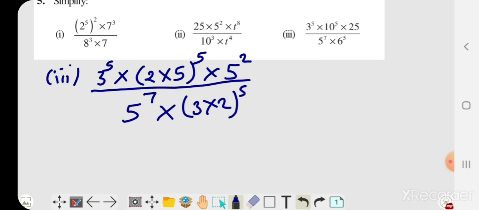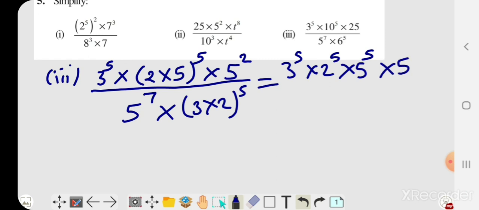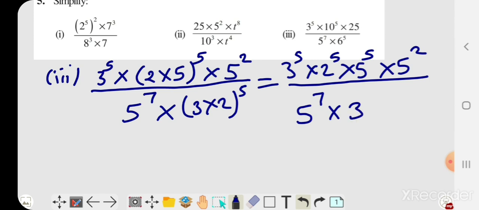Now let's open the brackets. It's 3 raised to power 5 into 2 raised to power 5. What will this become? This 5 power is of 2 and also of 5. So it will be written like that. 5 raised to power 5 into 5 square upon 5 raised to power 5 into 3 raised to power 5 into 2 raised to power 5. Now we have the terms whose bases are 5, 2 and 3. So let's collect all these.